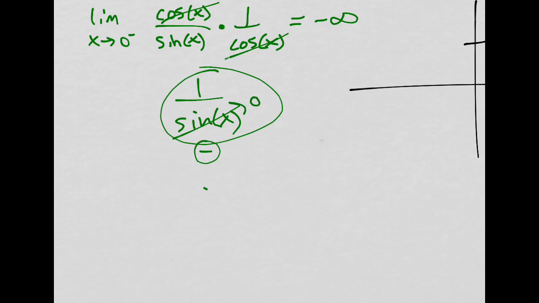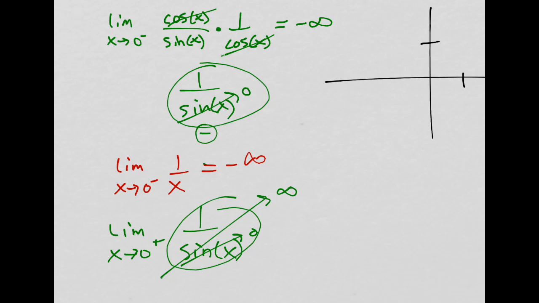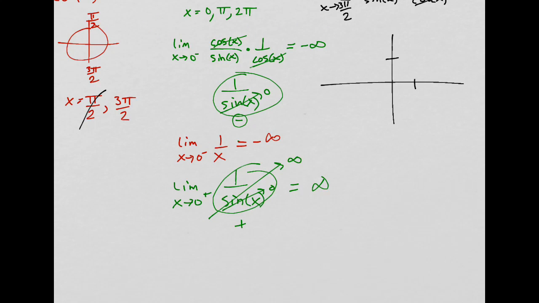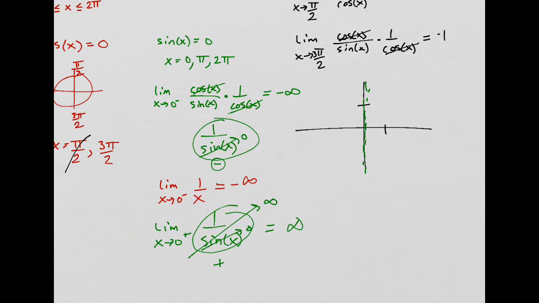You can relate it to the limit as x approaches 0 from the left of 1 over x, because that's also negative infinity. It's the same thing for the right side of 0, except it's going to positive infinity because sine is positive on the right side of 0. So this goes to 0, and the whole thing goes to infinity because this is positive. So that's positive infinity. So we definitely have an asymptote now, definitely at 0.